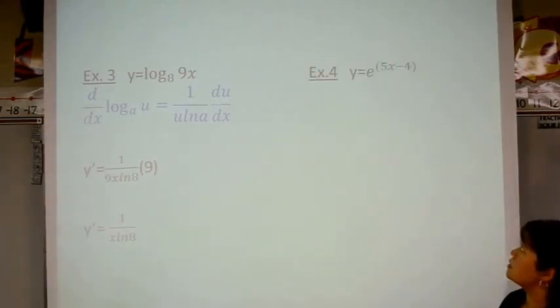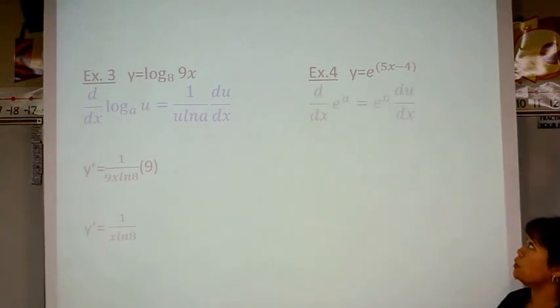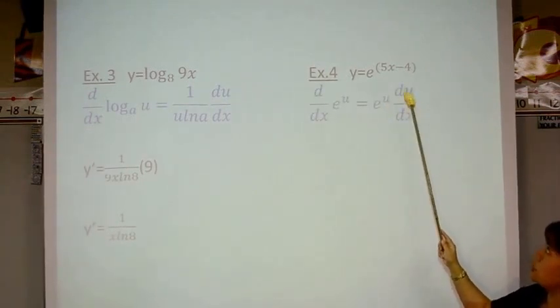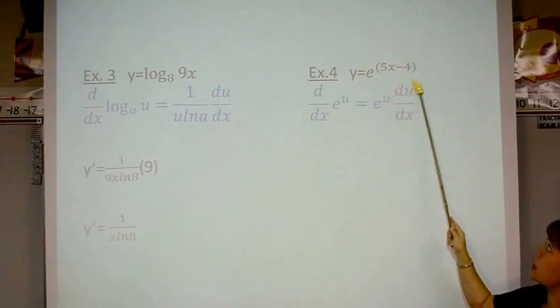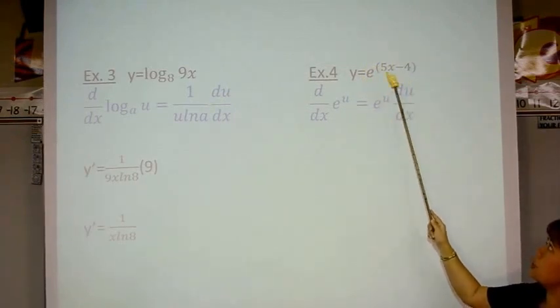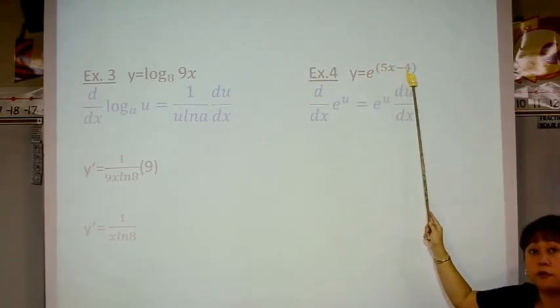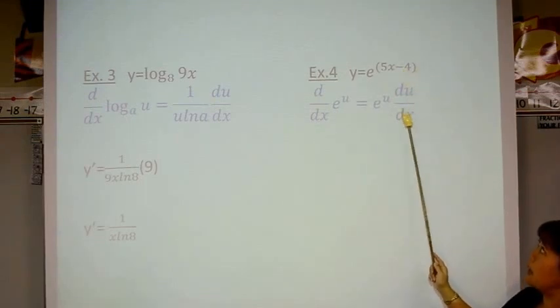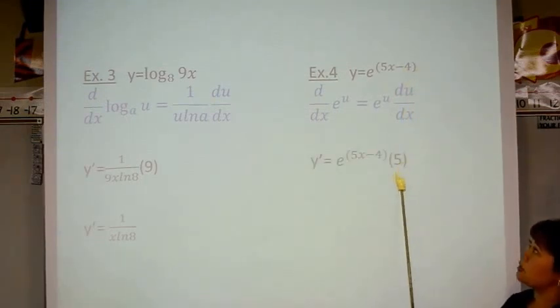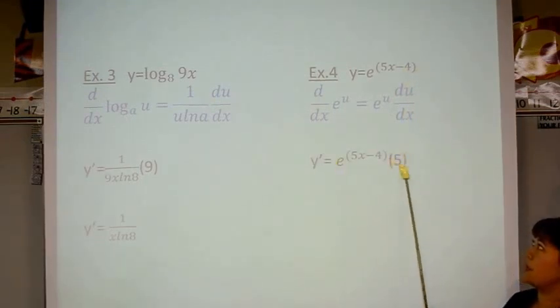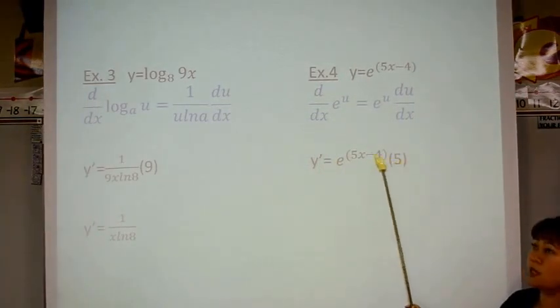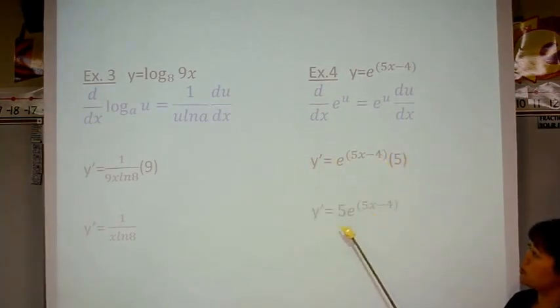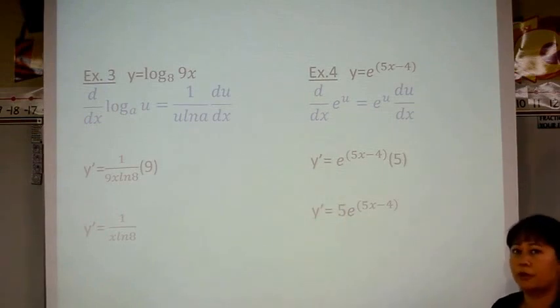All right, last one. Example number 4 is going to be e^u. The derivative of e^u is e^u times the derivative of u. So we just copy all of this right here, and then we take the derivative of u, which is this piece. The derivative of 5x minus 4 is 5. I'm going to bring the 5 up in the front because I don't like to put it in the back, since sometimes it can get mixed up with the exponent. So we bring it up to the front, and that's your final answer.